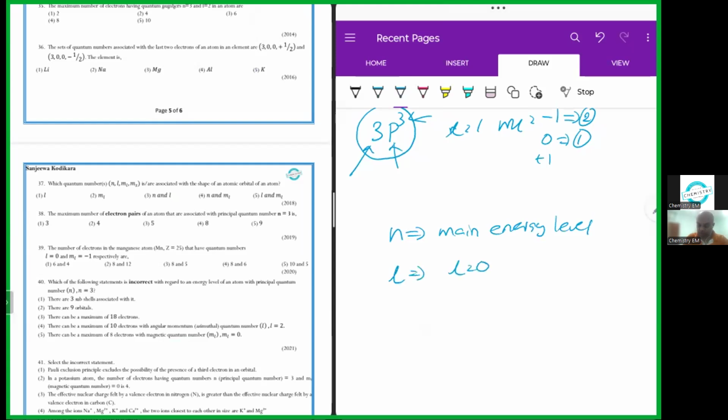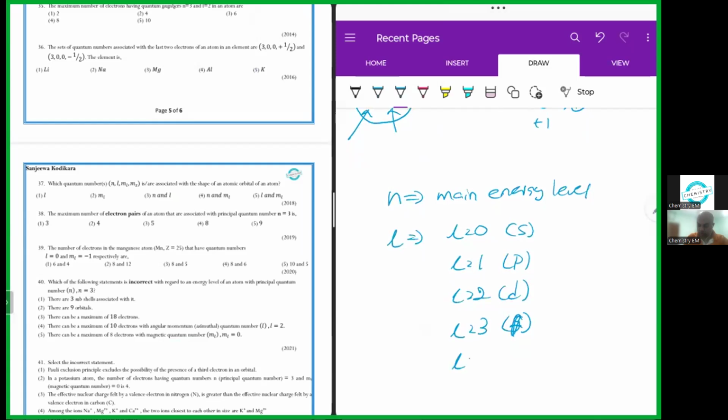L is equal to 0, so this is S. L is equal to 1, this is P. L is equal to 2, so this is D. L is equal to 3, this is F. L is equal to 4, this is G. So the L can give you the idea of the shape as well, right? So this is spherical. This is dumbbell. This is double dumbbell.